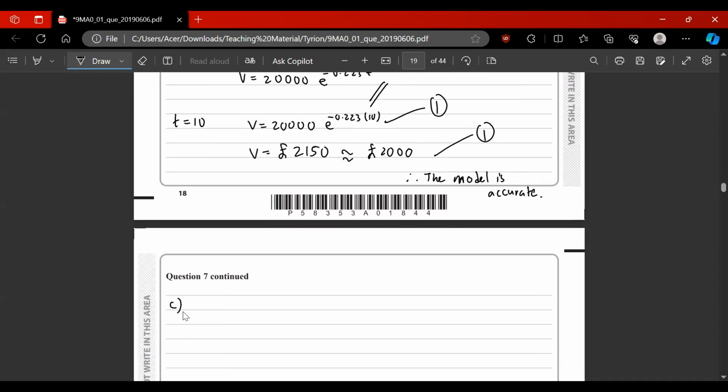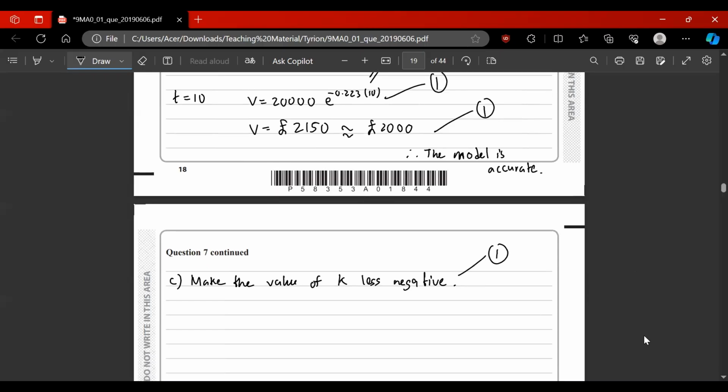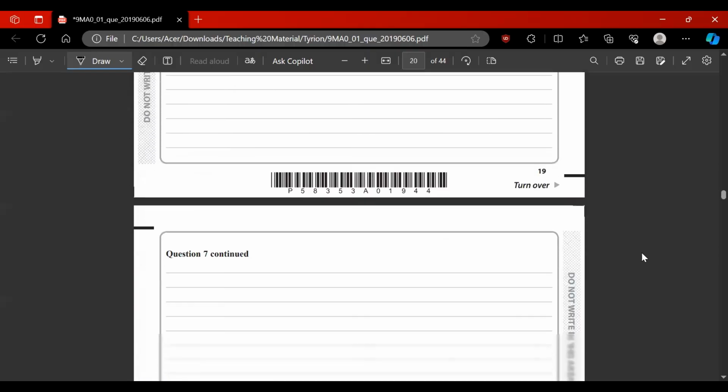this is part C here, make the value of k less negative. So that's your answer to part C. If you mention this, you will score the mark for that. So that's the end of question 7. Moving on to question 8.